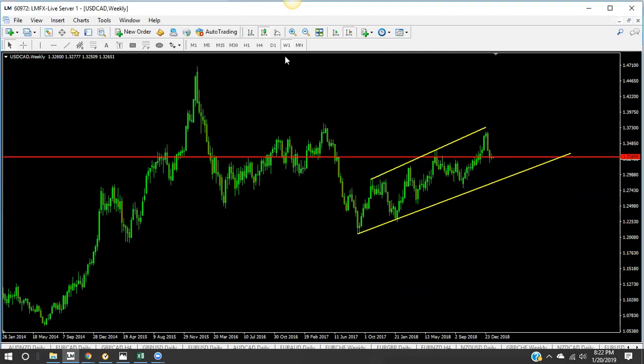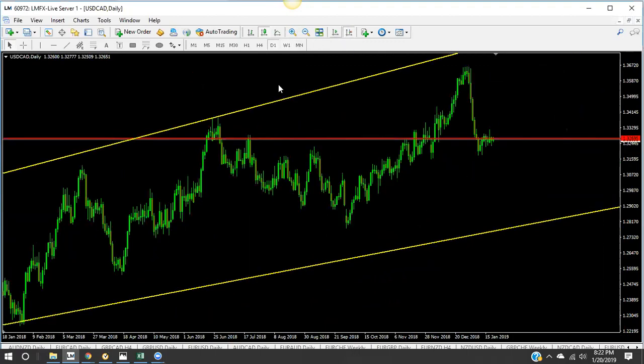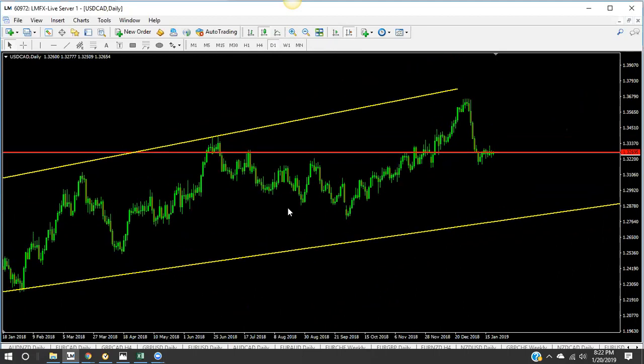Now we move down to the daily. Looking for points where the market was rejected multiple times. We have another trend line, respected until it broke through.